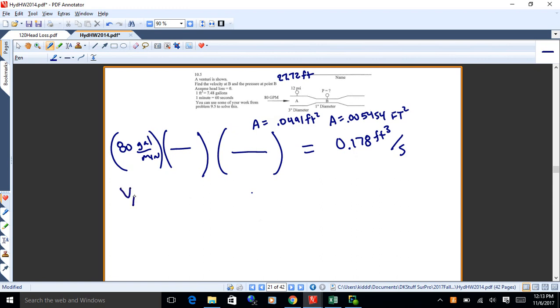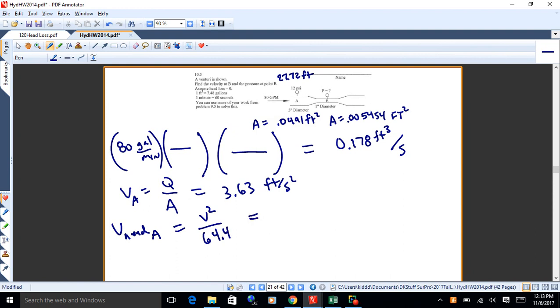All right, and then you want the velocity at A, which is Q over A. And that'll be 3.63 feet per second. And then you want the velocity head at A, which is V squared over 64.4. And that comes out to be 0.205. And I call it 0.21, I guess. Or 20. Well, it rounds out to 20, so we'll call it 20.